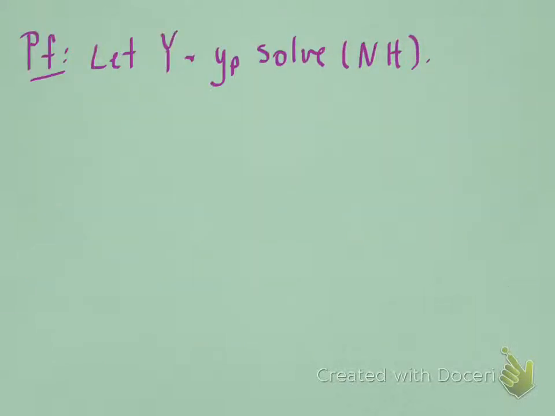So let's suppose that capital Y is just some solution to the non-homogeneous differential equation, and Y sub p is my particular solution. What I'm going to want to show is that Y, capital Y, can be written in the form written in the theorem. So I'm going to define an auxiliary function, u, and I'm going to define it to be big Y minus Y sub p.